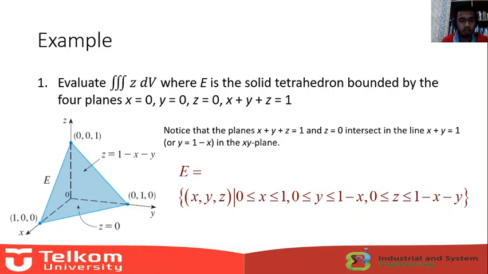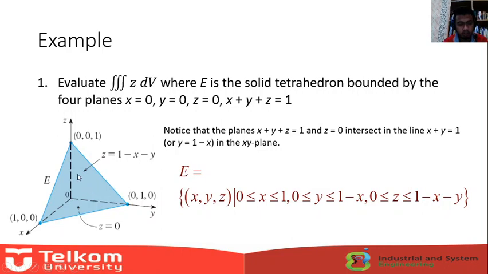Evaluate the triple integral of z dV, where E is the solid tetrahedron bounded by the four planes x equals 0, y equals 0, z equals 0, and x plus y plus z equals 1. So this is the tetrahedron. The plane x equals 0 is here, y equals 0 is here, and z equals 0 is here. And it is also bounded by this one, x plus y plus z equals 1.